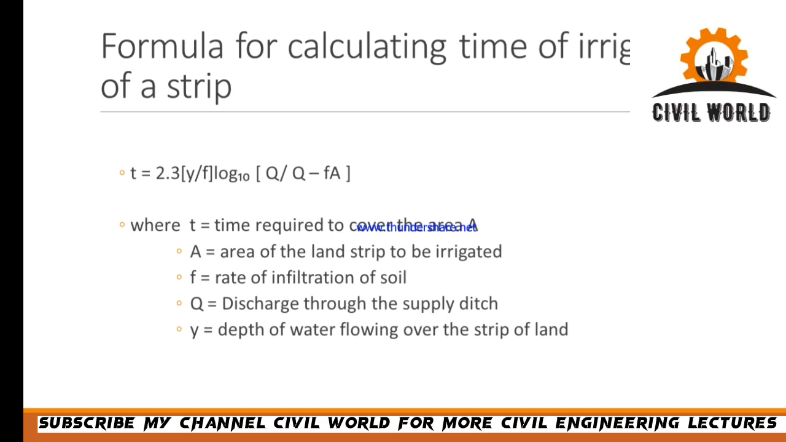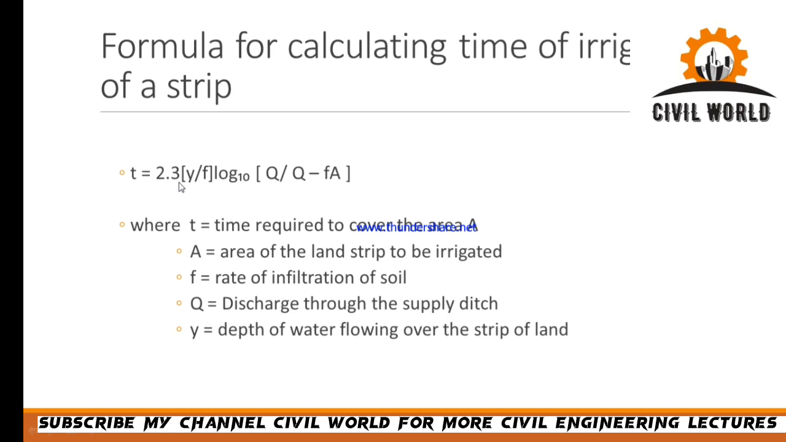Because we have much more to cover in irrigation engineering. For interest sake, you can see the reference book. What is the formula? The formula is for calculating the time of irrigation of a strip, in how much time an irrigation strip land could be irrigated.